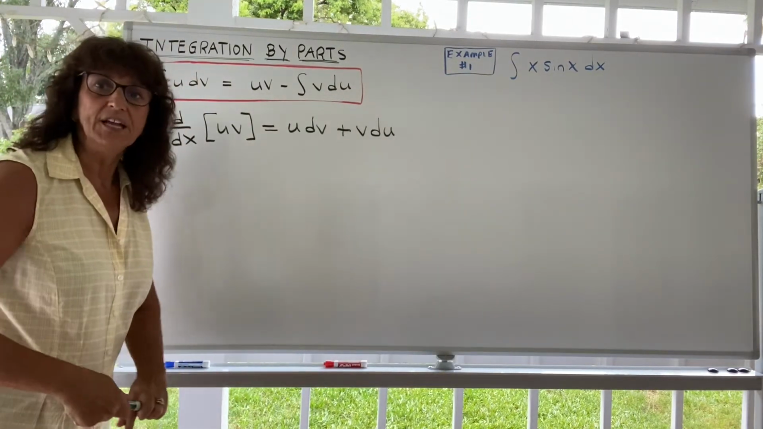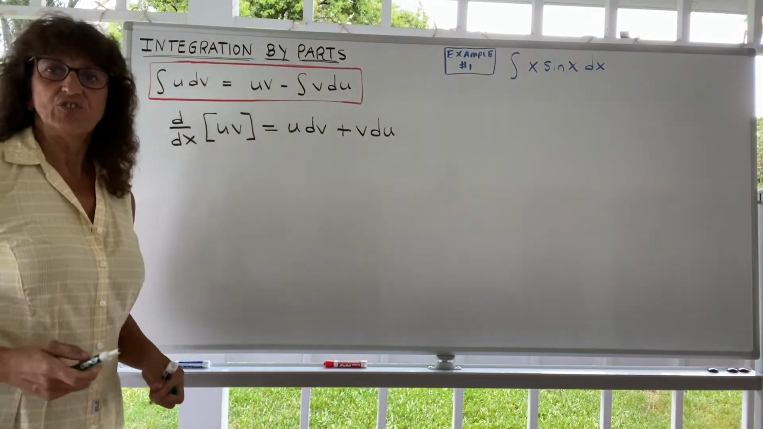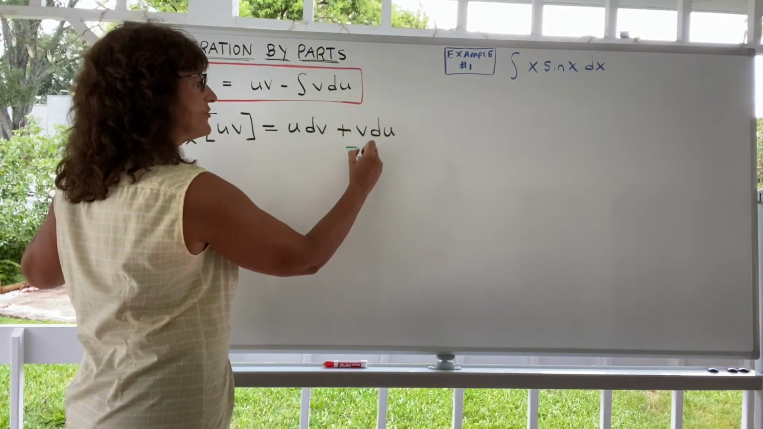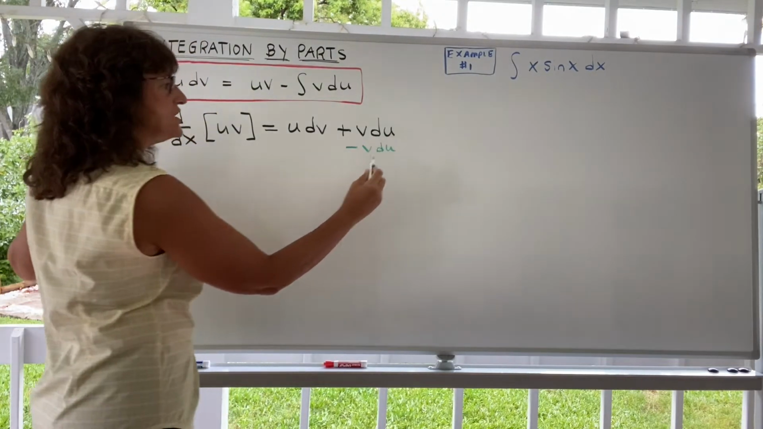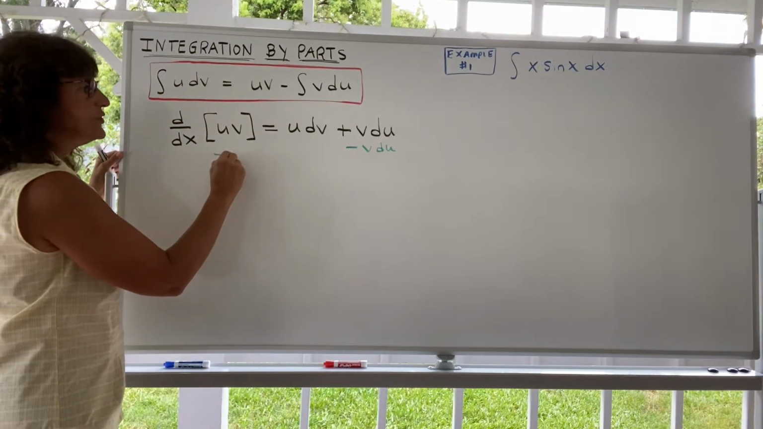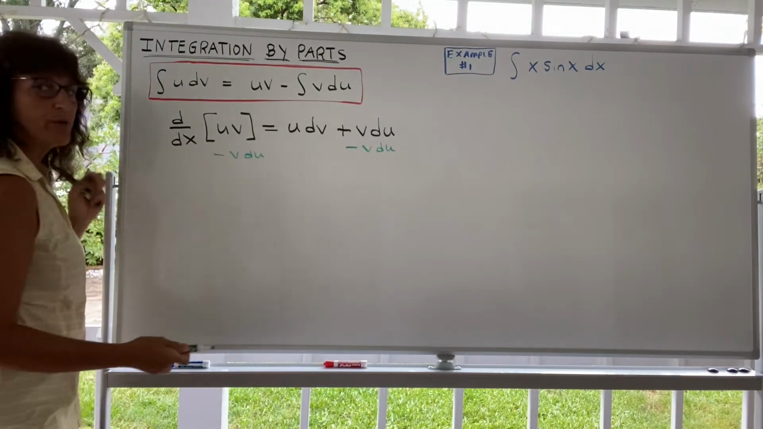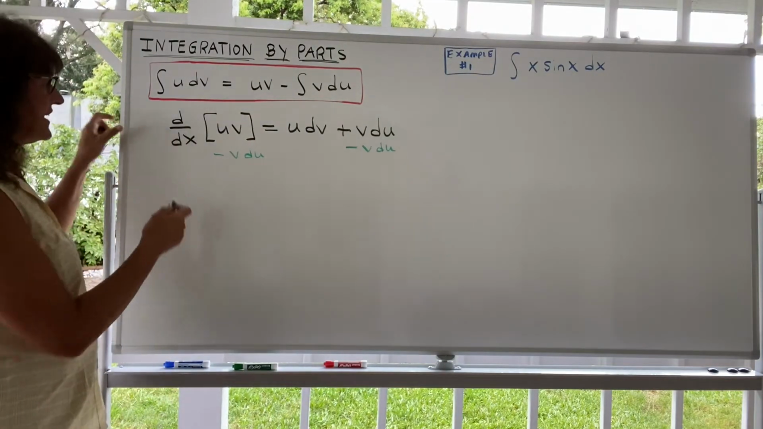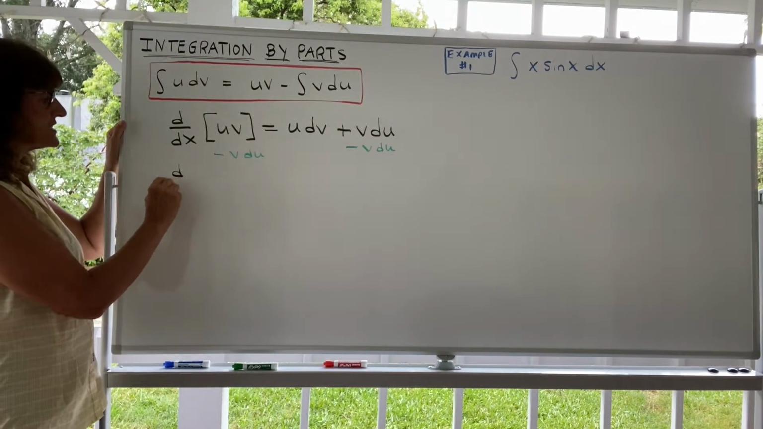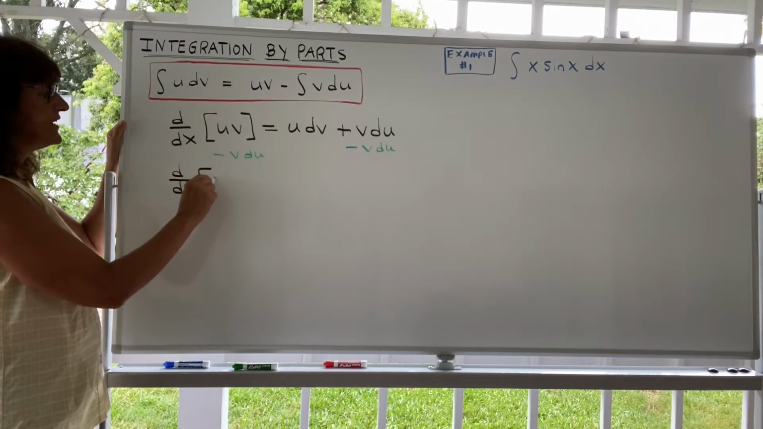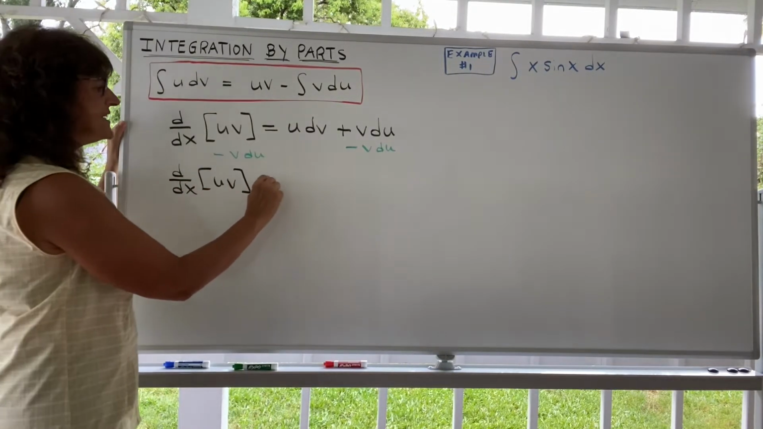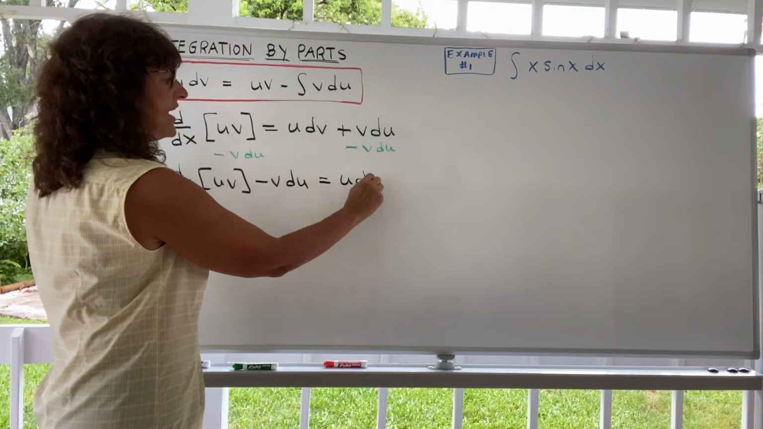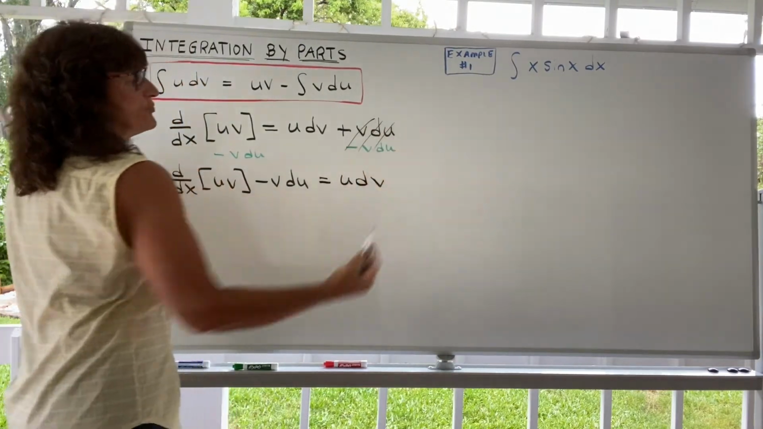Now what we want to do here is just rearrange the terms. Let's take the v du, and we subtract this from both sides. Let's subtract v du from the left, and from the right, just to rearrange the terms. So on the left-hand side we have the derivative d/dx of u times v, the product rule, and we're subtracting v du because we moved this over. On the right-hand side you have the u times dv, and these terms are gone.